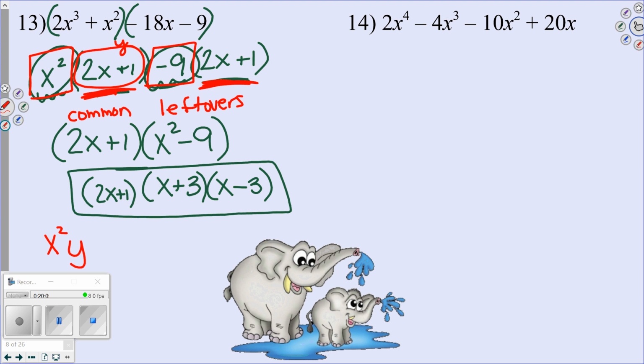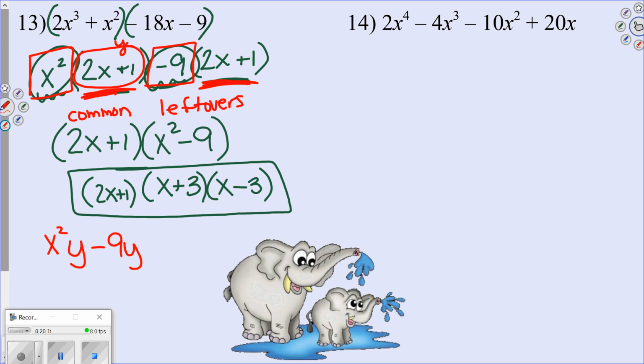So technically I have x squared, and that's a y, minus 9, that's the same thing. I'm going to call that a y. Just hang with me. It's easier for you to recognize what I'm doing here. If I asked you to factor that, what would you do? You take out a y, and you'd be left with x squared minus 9. Now, what did I tell you y was? It was 2x plus 1.